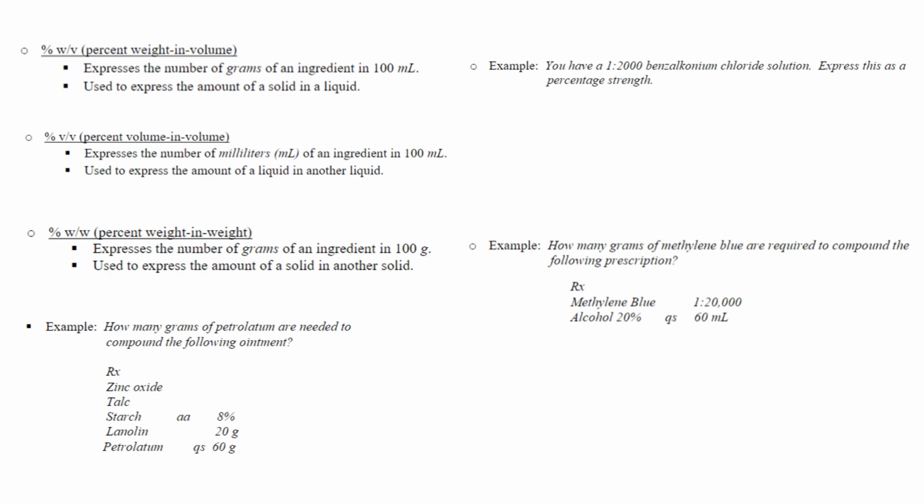So as far as percentages go, you might see percentages just in prescriptions in general, and they can relate three things to each other. They can relate weight to volume, volume to volume, or weight to weight. Volume to volume is typically how many milliliters are in 100 milliliters. Weight to weight is usually how many grams are in 100 grams. And then the only one that's a little complex is weight to volume. It's how many grams are in 100 milliliters.